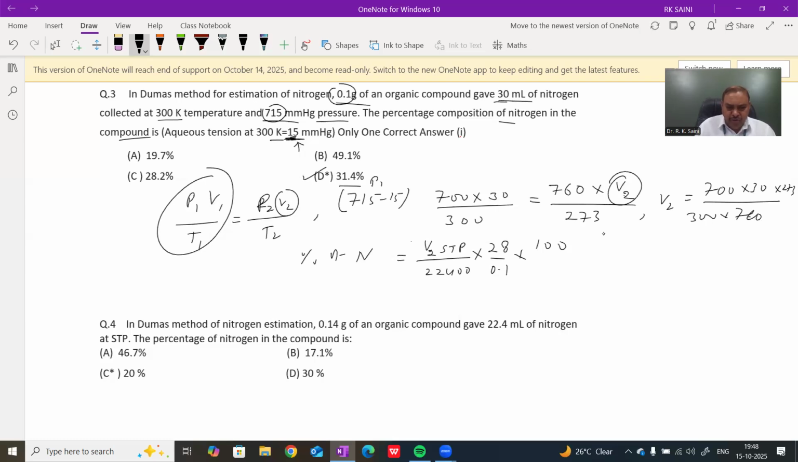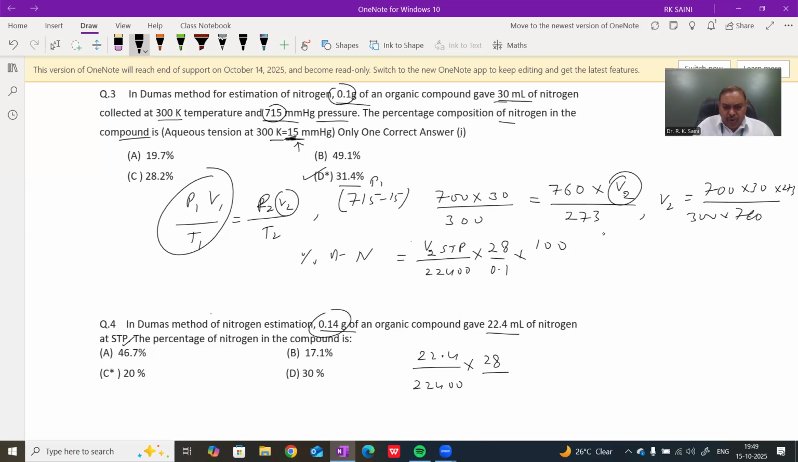The next question: in the Dumas method of nitrogen estimation, 0.14 gram of an organic compound gave 22 ml of nitrogen at STP. Since it is directly given at STP, for the percentage, the volume of nitrogen at STP divided by 22400 gives the moles of nitrogen. It is the amount of nitrogen.